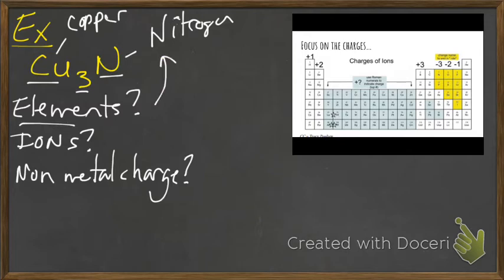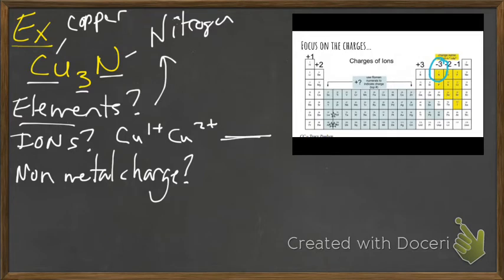The ions for each element. Okay, I know copper has multiple ions. So copper could be copper 1 plus, 2 plus, and then nitrogen. Okay, let's look at the periodic table. I know you can't really see it, but nitrogen's right here. Actually, let me write that out with blue.